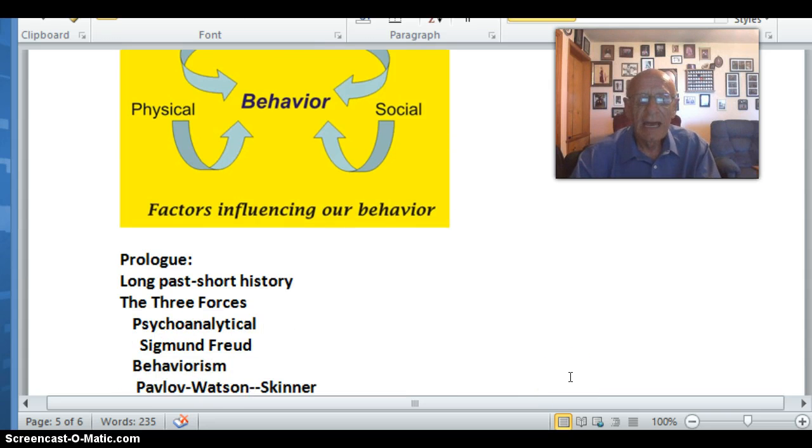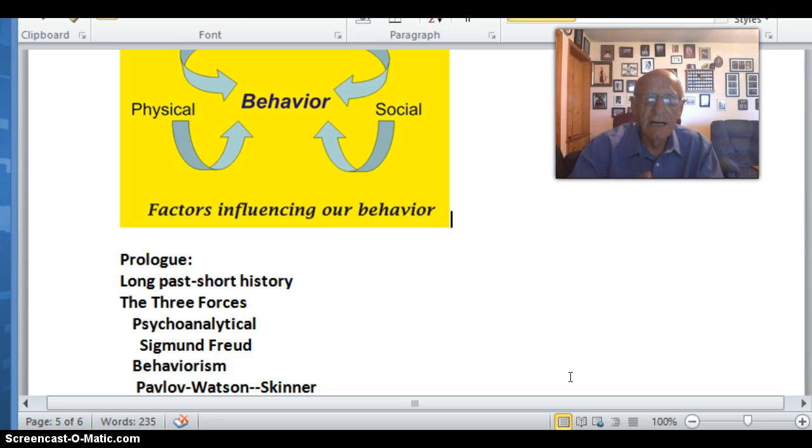So what we have in psychology, it has a long past and a short history. The long past means that it goes clear back to the Greek philosophers with Plato and Aristotle. We're not going to go back there. There's a course in the history of psychology, which I think is a very interesting course. And so we do have that. So I want you to know that is the long past, but a short history.